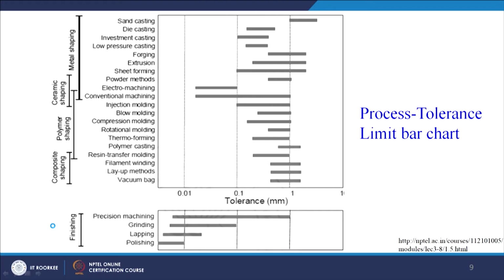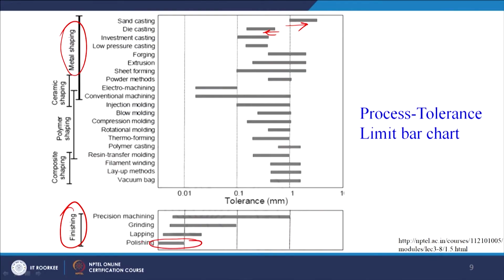Now, this is the process tolerance limit bar chart. We can very easily see again there are finishing processes here which can provide better tolerance. Then there are metal shaping processes. Here we can see for different processes what kind of tolerance we can get. For sand casting, it is on the higher side, whereas die casting is comparatively lower as compared to sand casting. So this type of chart can help us select the process based on the tolerance limit bar chart, that is, which process can be used for which tolerance levels.